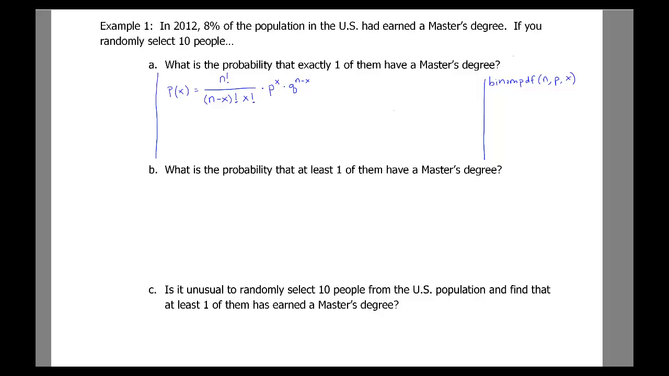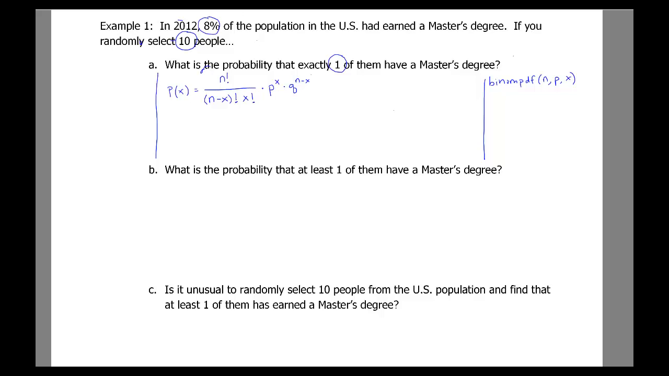Okay, so the first thing I want to do is go through the problem and pick out some numbers we might need. So we have 8% of the population has earned a master's degree. We have 10 people, and we're looking for the probability of exactly one of them.